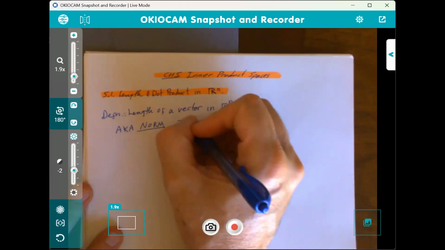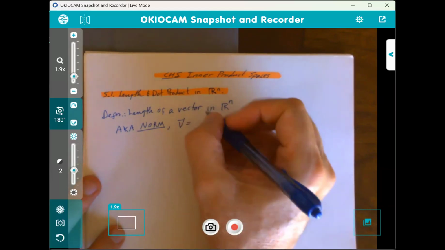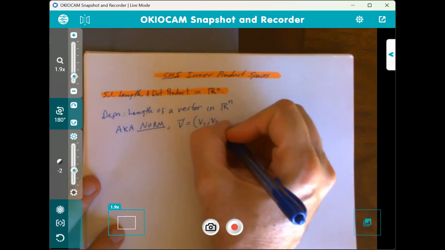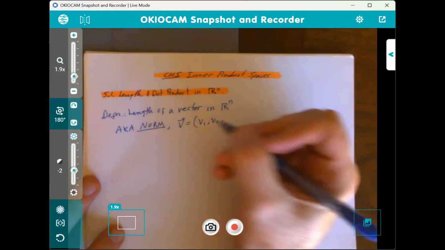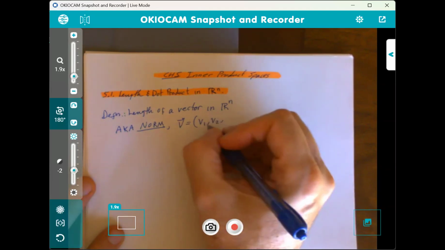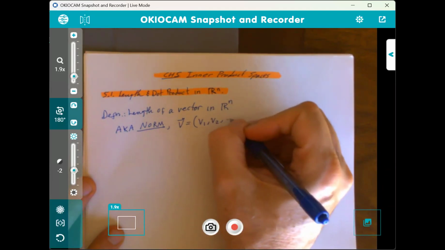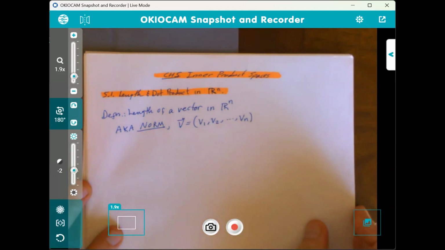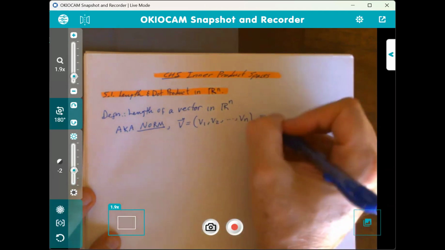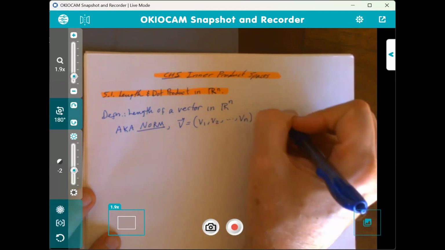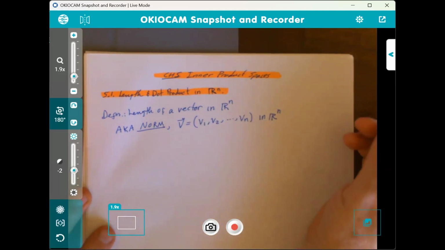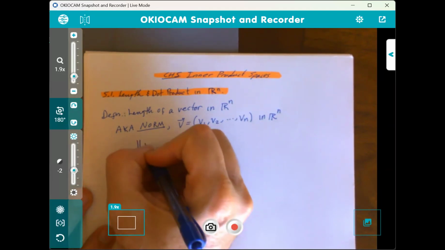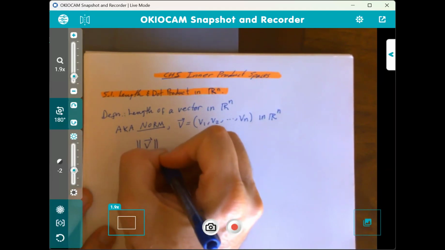And suppose our vector, I'm just going to write it in general form. Suppose we have an n-dimensional vector v, the components are the scalars v1, v2, dot, dot, dot, all the way to vn. So I have some n-dimensional vector. Okay, this is a vector in Rn, in an n-dimensional space. So the length of the vector is simply the magnitude or the norm of the vector.